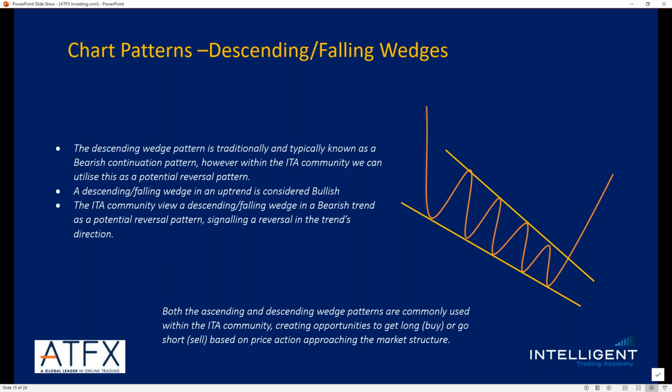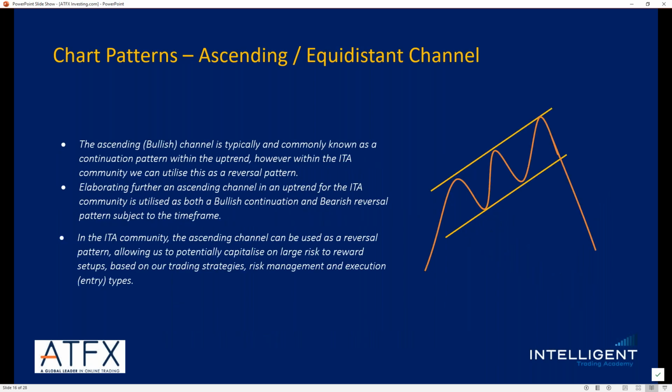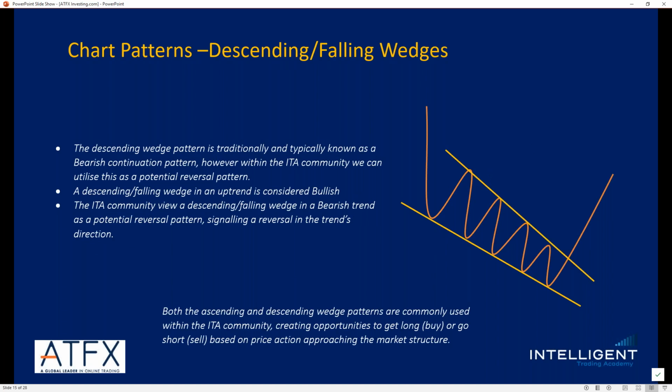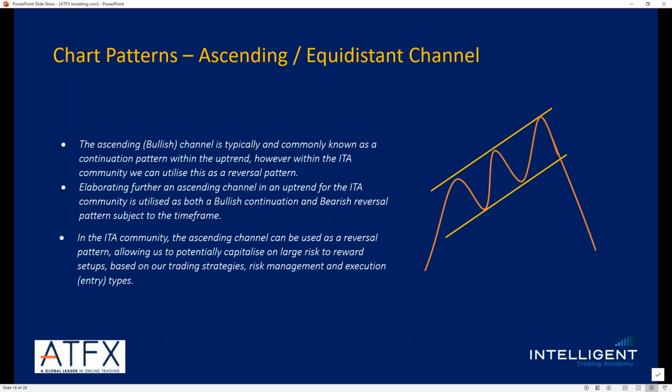So summarizing, both the ascending and descending wedge patterns are commonly used within the ITA community, creating opportunities to get long or buy. Now, the fundamentals behind an ascending wedge, or a descending wedge, are very similar to trend lines. Once we can establish 2 touches, 2 points, both on the support and resistance level, then of course we're forecasting for the wedge to get tighter and tighter in towards the apex. Sometimes the price action will move outside the wedge, and that's where we evolve our trend lines and framework to create an equidistant channel, be it an ascending or descending, guys.